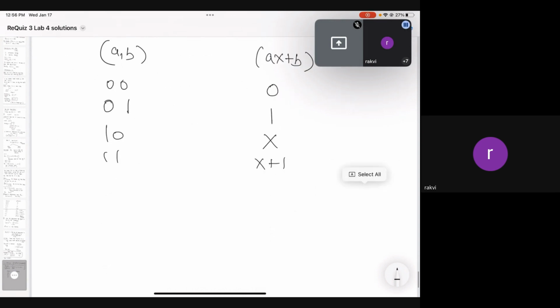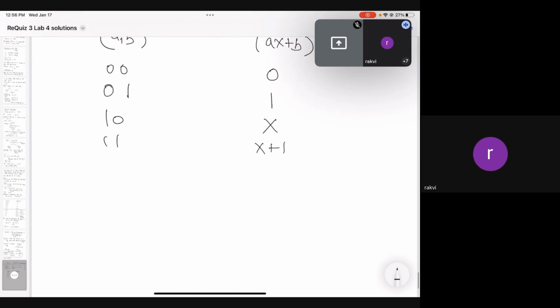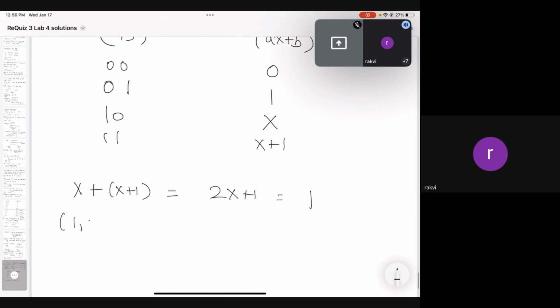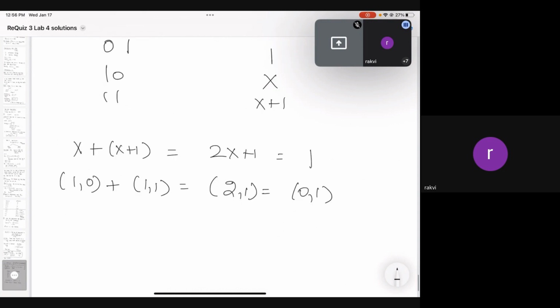So if we want to add, we can add the tuples, corresponding tuples, coordinate wise, or simply just add the polynomials. For example, if we want to add x plus 1, this is 2x plus 1, but 2 is 0. So this is 1. On the tuple side, what is this? So I'm adding 1 comma 0 plus 1 comma 1. And I'll add coordinate wise, right? So this will just give me 2 comma 1, but 2 is 0, so this is 0 comma 1, and 0 comma 1 corresponds to 1. So this is my point. So there are just 2 ways to think about it.